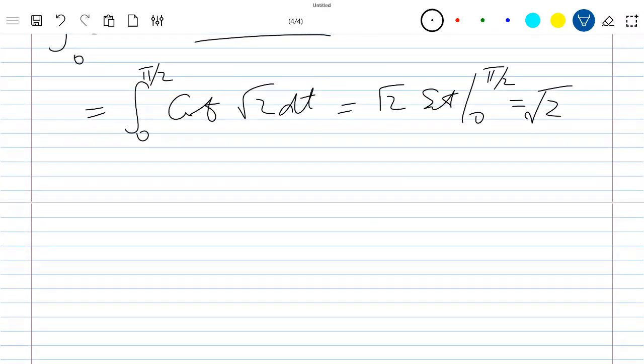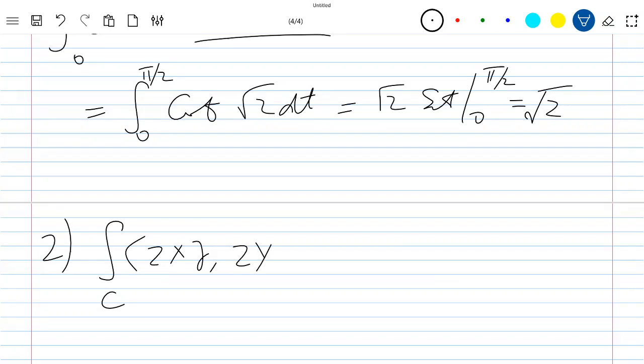Now let's see the second example. This time let's do a vector integral. So this vector is (2xz, 2y plus z, x squared plus y).